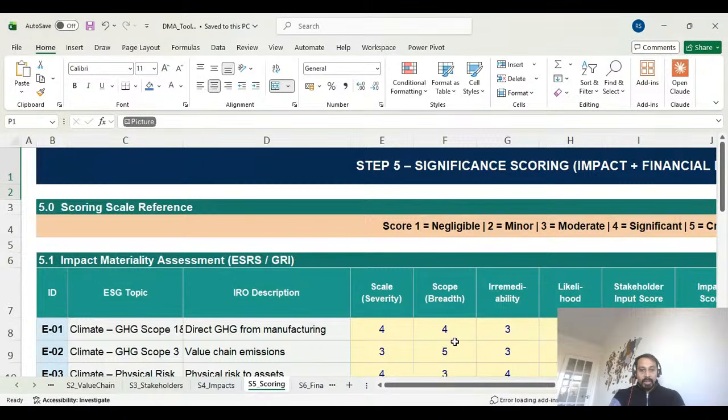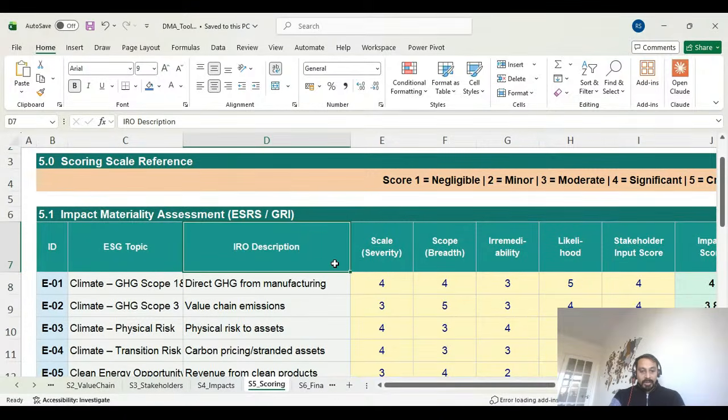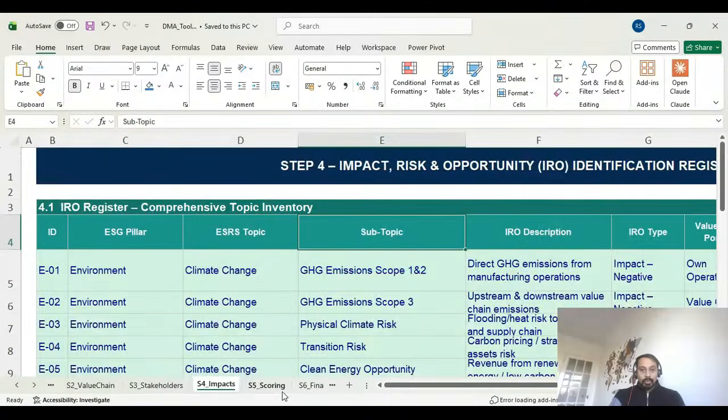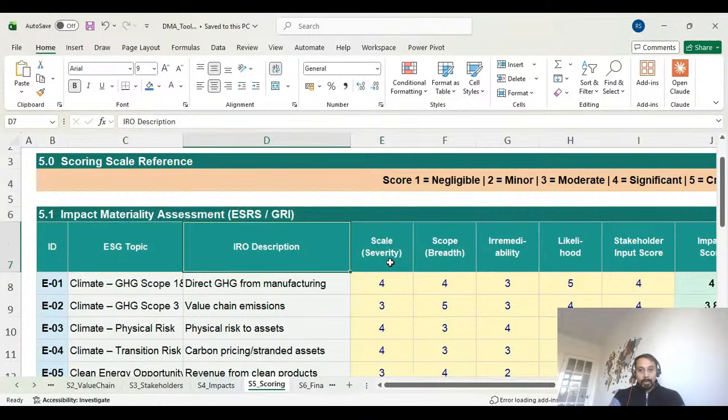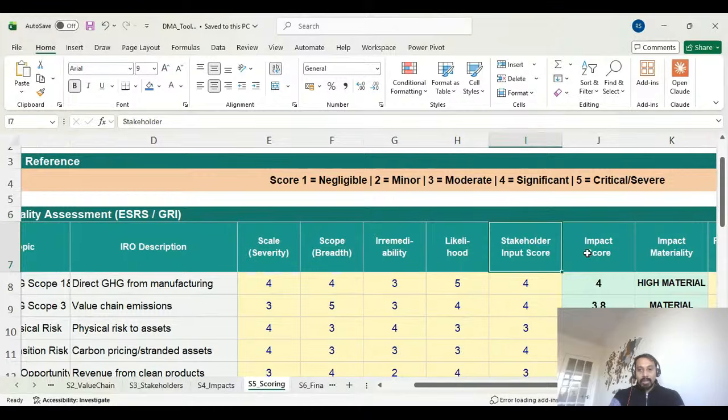So you can understand the ESG topic and IRO descriptions as we see in the impacts. You can just copy and paste them into the particular column. Then scale, scope, irremediability, likelihood, and stakeholder input score. And overall, we are going to calculate the impact score and impact materiality.